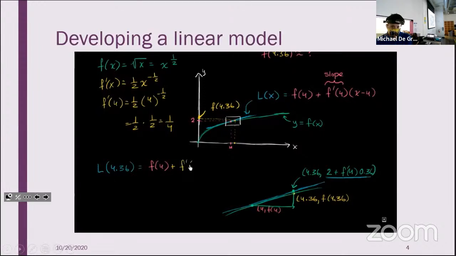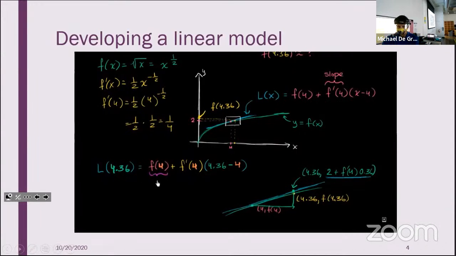Plus f prime of 4 times 4.36. Let me make this in a new color just so we see it. So times 4.36 minus 4. Minus 4. And actually, let me make all the 4s one color too, so you see it's the same. So just like that. So what is this going to be?